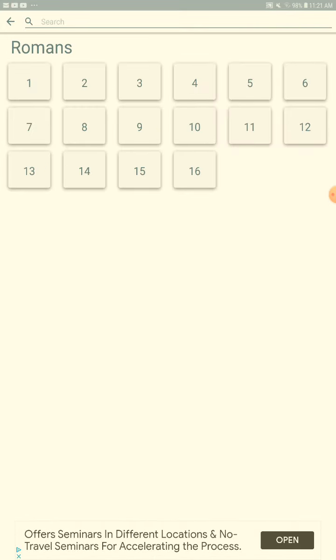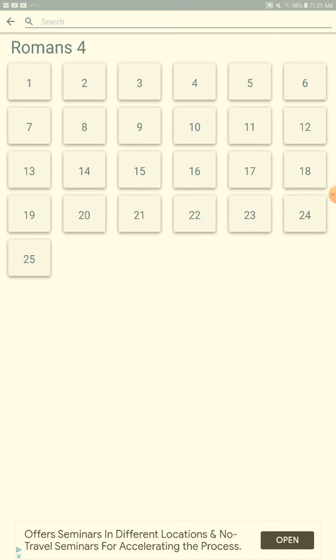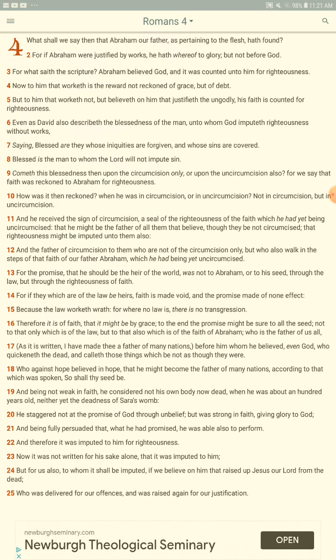Let's see. Romans. All right. Romans 4:13, and let's see how far I'm going to read. For the promise that he should be the heir of the world was not to Abraham or to his seed through the law, but through the righteousness of faith. For if they which are of the law be heirs, faith is made void, and the promise is made of no effect. Because the law worketh wrath, for where no law is, there is no transgression.